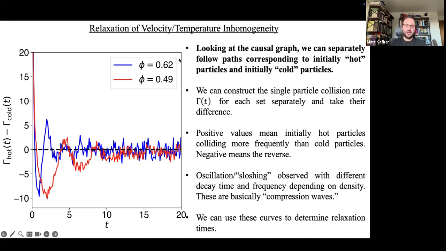And to add one more piece of information, we have phi equals 0.62, which is a very high density state, and phi equals 0.49, which is a slightly lower density state. So we see that there's a density dependence to the manner in which these compression waves propagate through the material.